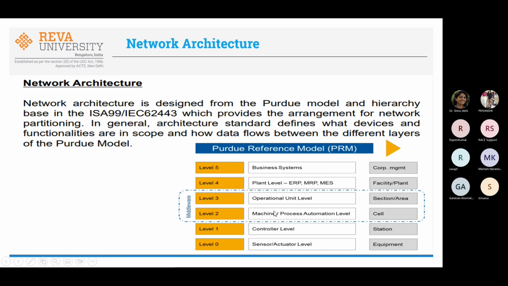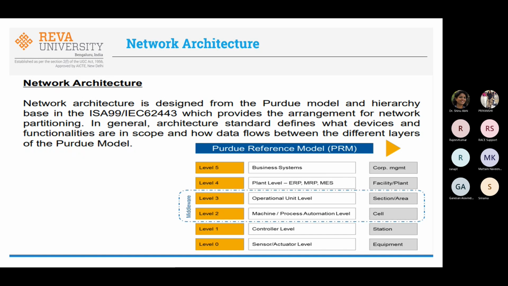In level 2, the machine process automation level, for example, whatever is there in the controllers, DCS or PLCs, those main engineering stations will be there in level 2. In level 3, the solutions which we are providing, for example, Active Directory, which we are suggesting, then WSUS and backup servers, will be there in level 3.